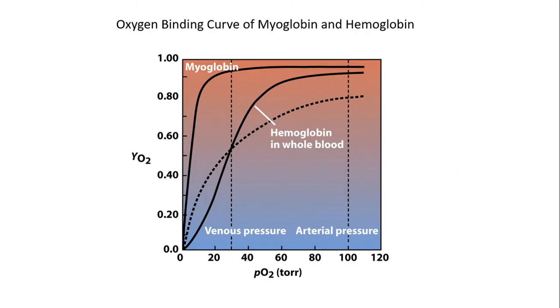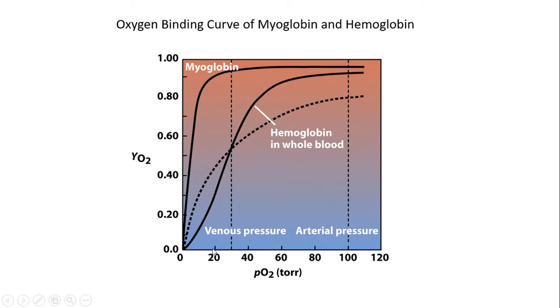Here we're looking at the oxygen binding curve of myoglobin and hemoglobin. The y-axis represents the fractional saturation. So that's the proportion of total myoglobin or hemoglobin molecules that have O2 bound. And on the x-axis, we have the concentration or the partial pressure of O2 in torr. Torr is the same thing as millimeters of mercury, if you remember.